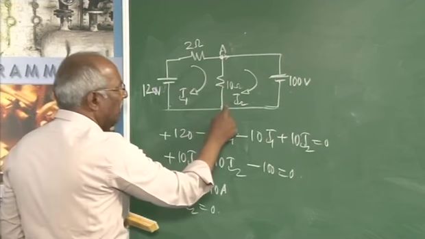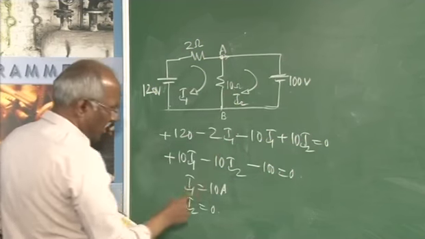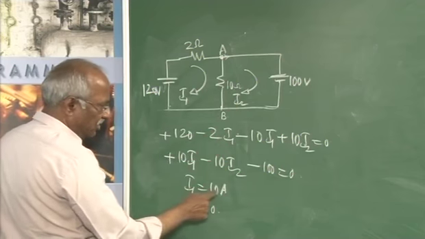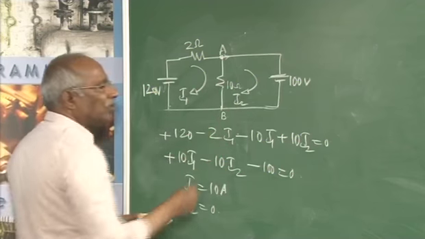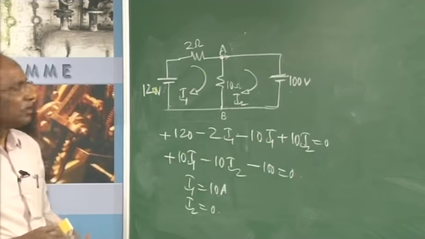VAB is nothing but IAB into 10 ohm. IAB is nothing but I1 minus I2, which is nothing but 10 amperes. Therefore, the voltage across AB is 100 volt.